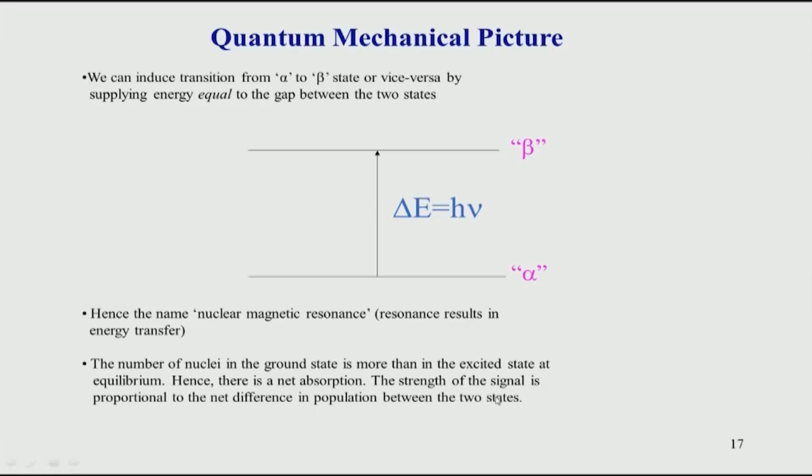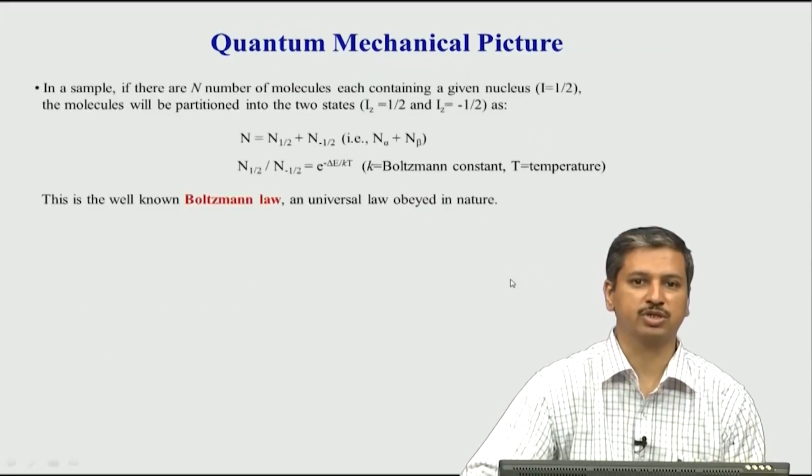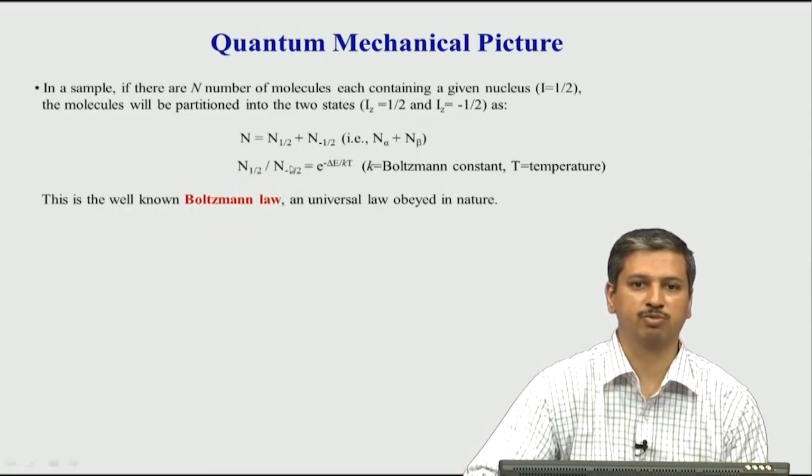So, this population difference is a very important term, and this is applicable in general across all spectroscopy. Wherever we talk about energy quantization, we talk about population, because molecules are not always exactly equal here and here; there will always be a difference, and that difference comes from a very famous law known as the Boltzmann law. So, we will look at this Boltzmann law now.